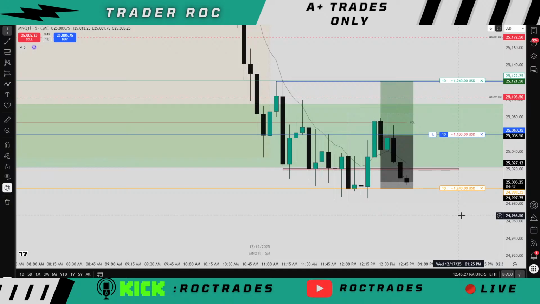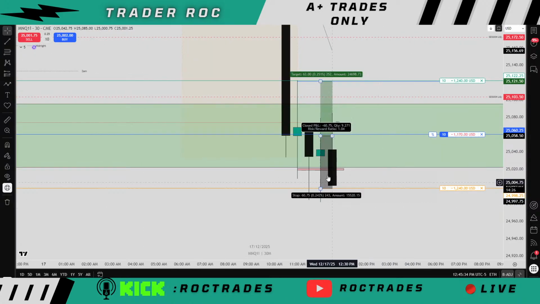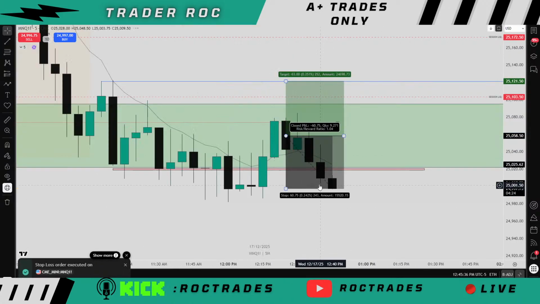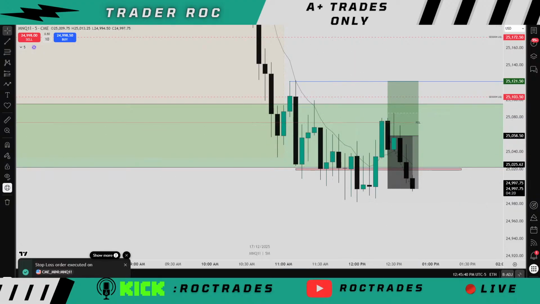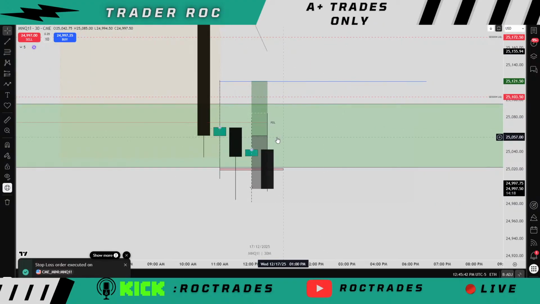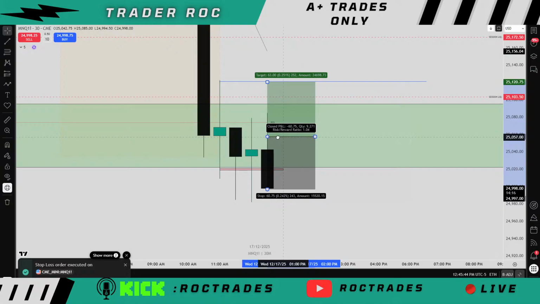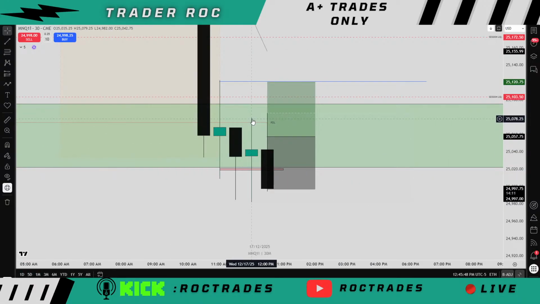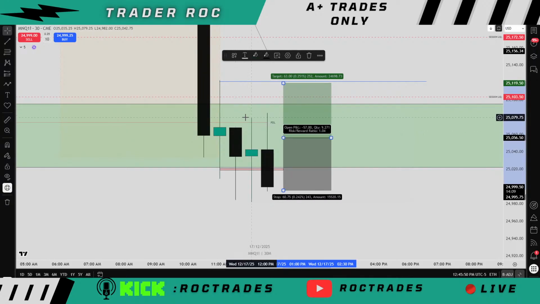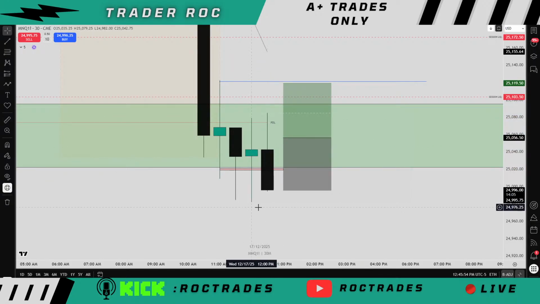Well, looks like price just doesn't want to go anywhere, bro. About to stop me out here. We got a closure underneath that zone, and now this whole idea is pretty much scrap. It looks like we just swept this 30-minute high here, and that was all she wrote. Yeah, bro. Swept this 30-minute high on top of this previous daily low, and there goes price right back to the lows.